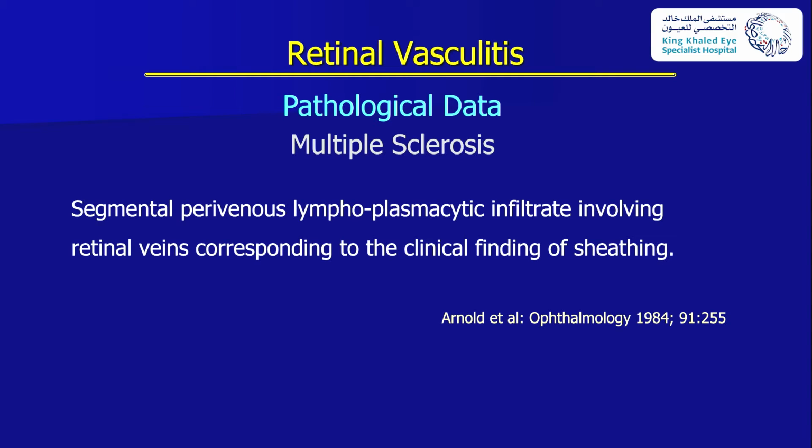We have histopathology to support what I said, and the histopathology is coming from multiple sclerosis. The histopathology showed in these patients with MS-related vasculitis a segmental perivenous inflammatory infiltrate composed of lymphocytes and plasma cells involving retinal veins. And this corresponds to the clinical finding of sheathing. This is proof that the sheathing is due to perivascular inflammatory infiltrate.